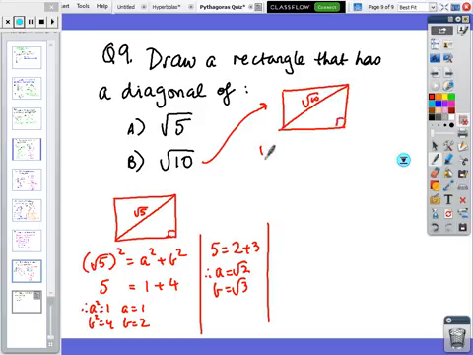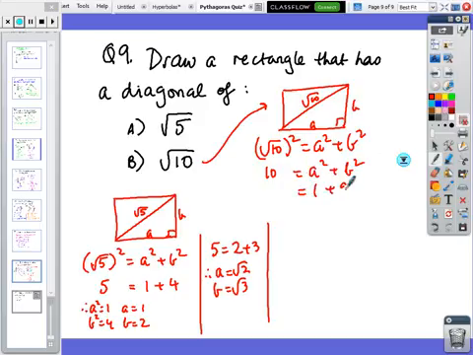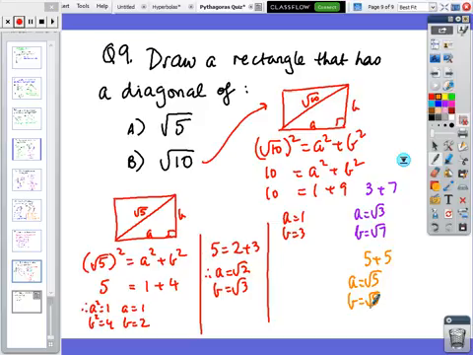So in the second one, that's root 10. So root 10 squared equals a squared plus b squared. So 10 equals a squared plus b squared. For instance, 1 plus 9 is 10. So a equals 1, b equals 3. Could have had 3 and 7. So a equals root 3, b equals root 7. So anything like that. Could have had 5 plus 5. So you could have had a square, root 5 and root 5. And I think that's the last one.